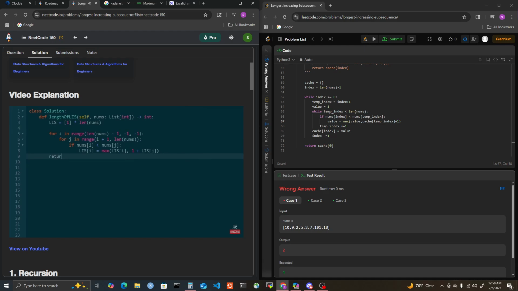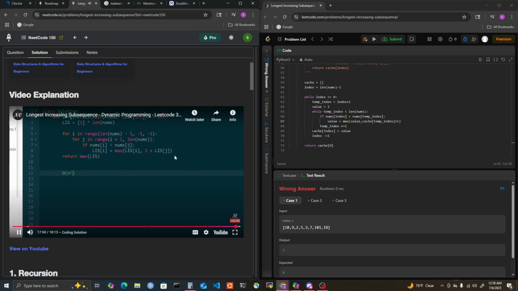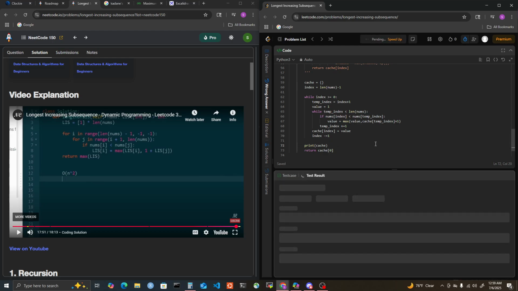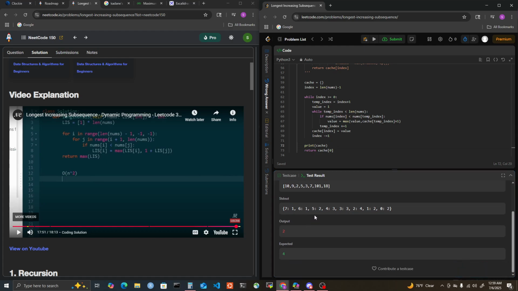What do we have left to do? Well, we want to return what the max is. How can we do that? Well, in Python, you can just take the max of a list. So whatever the greatest value is in here is going to be returned. And this is O of n squared, and there actually is a better solution. Really? Wait, hold on. Huh? What?